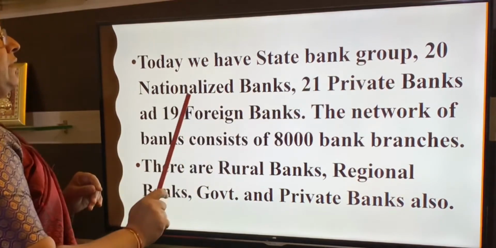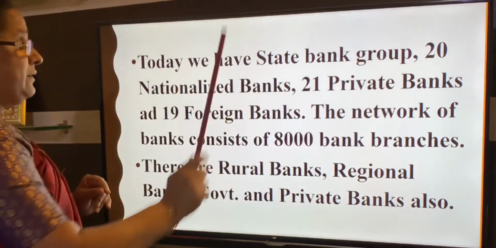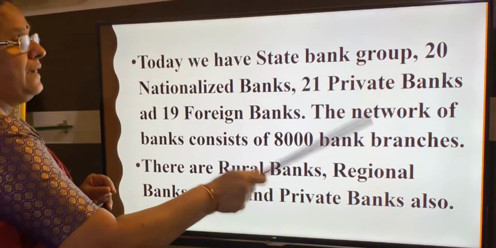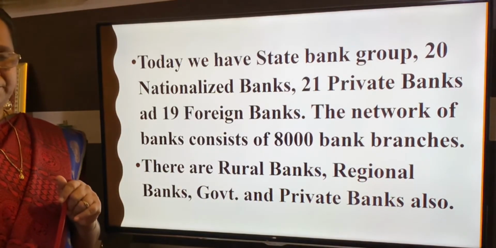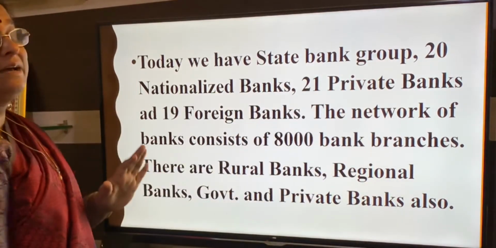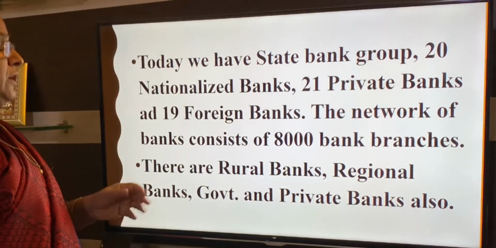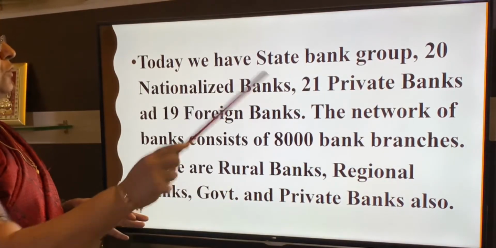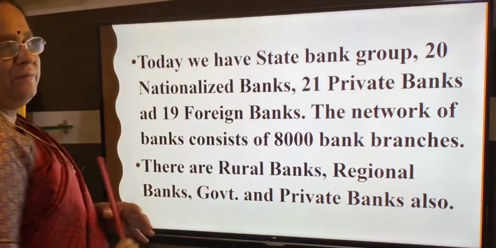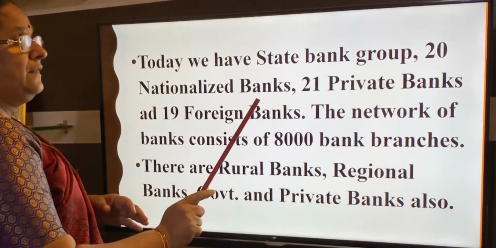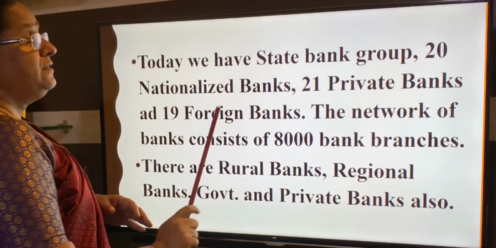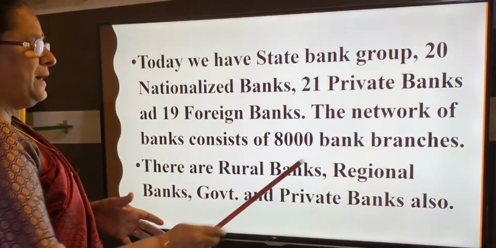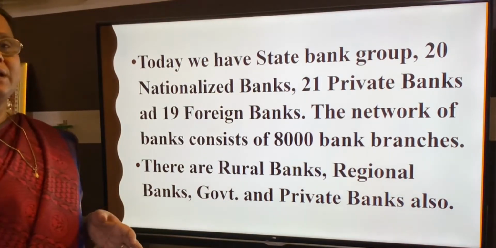And now today you can see that the state bank group are there. We have 20 nationalized banks, 21 private banks and 19 foreign banks. With that we also have 8,000 branches here. To that extent in India the bank has been developed. And the most important, we also have rural bank, regional bank, government and private bank also. So here you can see that state bank groups we have, and we have 20 nationalized banks in that, 21 private banks and 19 foreign banks we have. And with that we also have rural bank, regional bank and government and private banks.